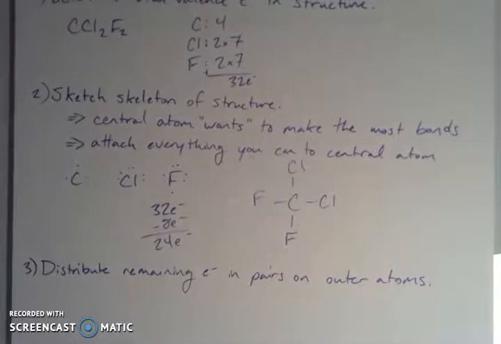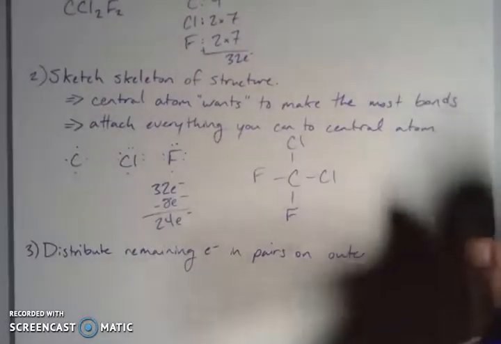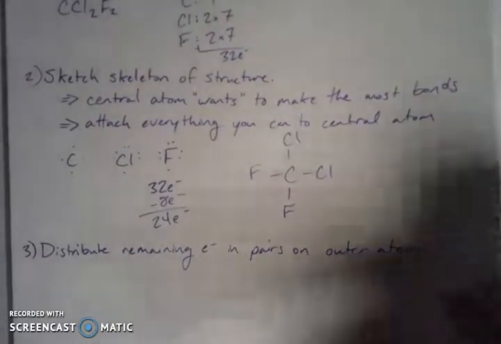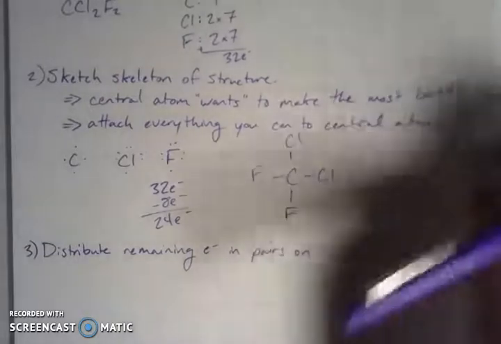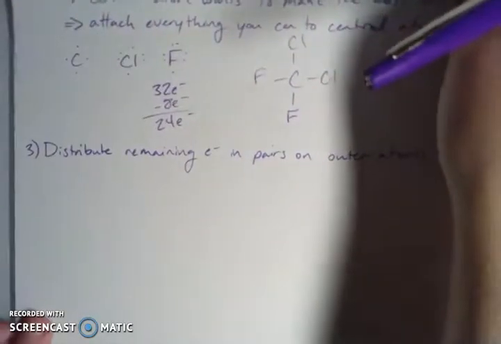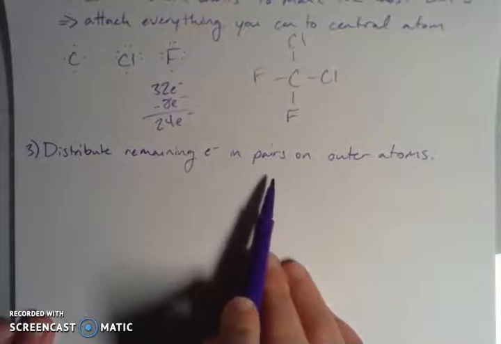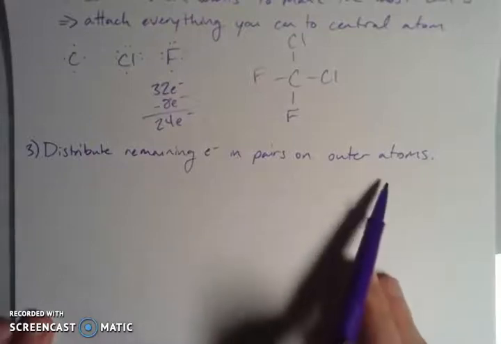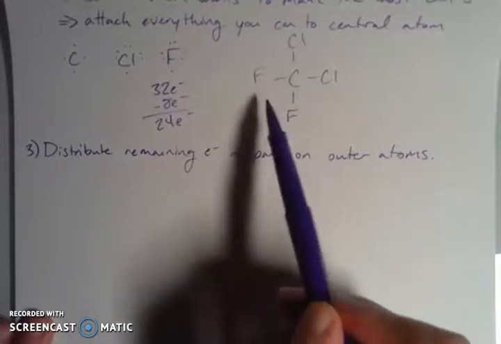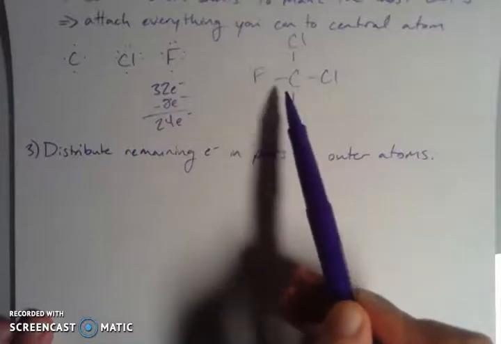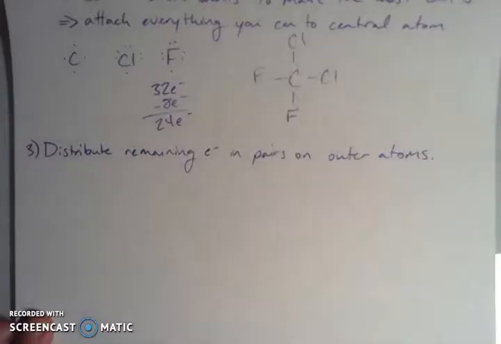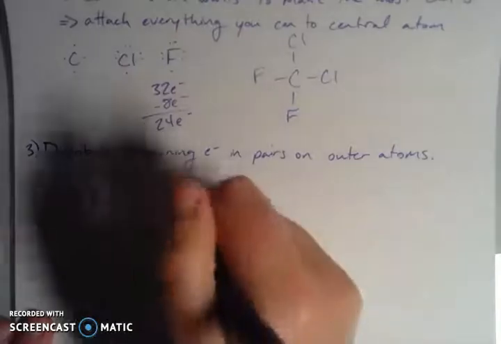Now my next step is I've determined the remaining electrons. Did that in step 2. And I'm going to distribute them in pairs. So I'm going to put them as lone pairs around the outer atoms. So we're going to make the distinction then between the central atom, which in this case is carbon, and the outer atoms, which are the things that are connected to the central atom.